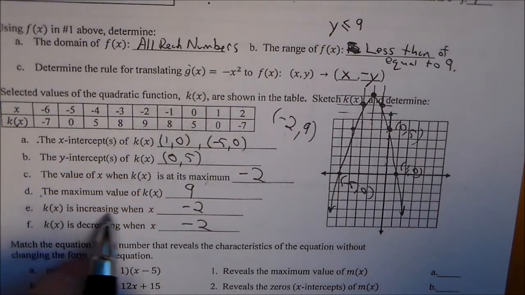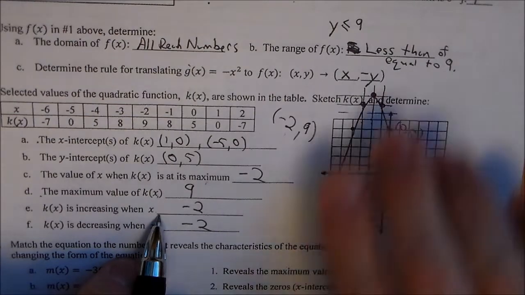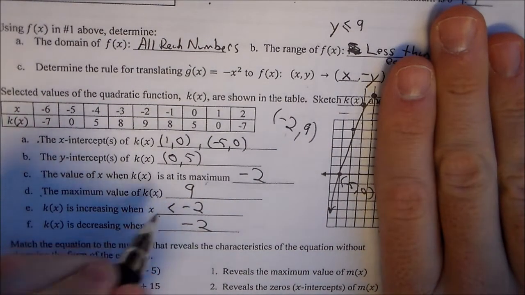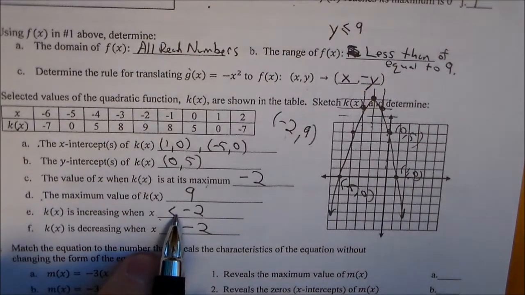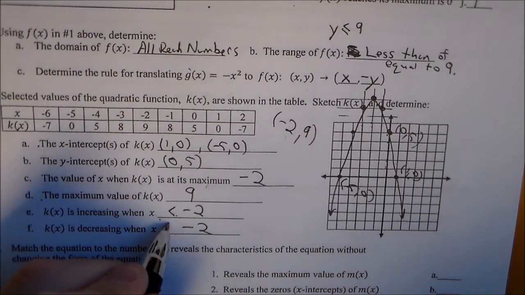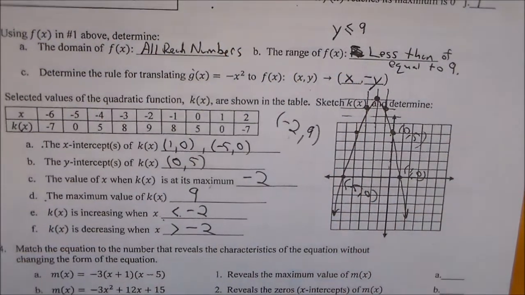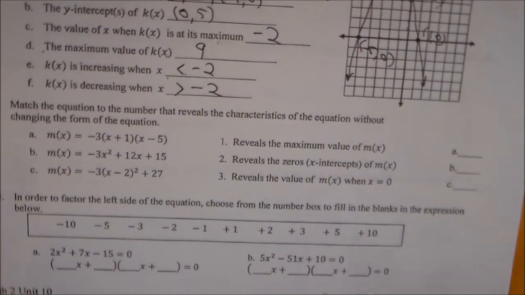So k of x is increasing on the left side of it, when x is less than -2. It's then decreasing when x is greater than -2, on the right side of it. All right, moving down to number 4.